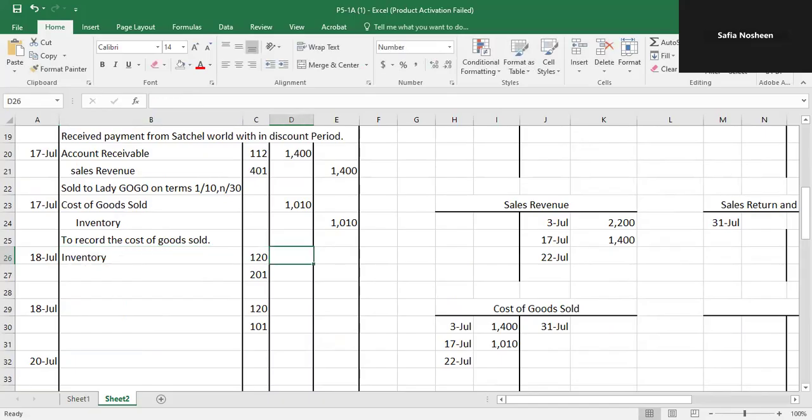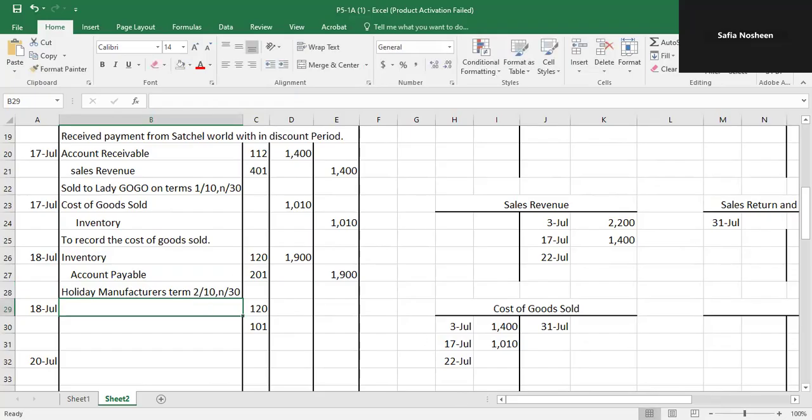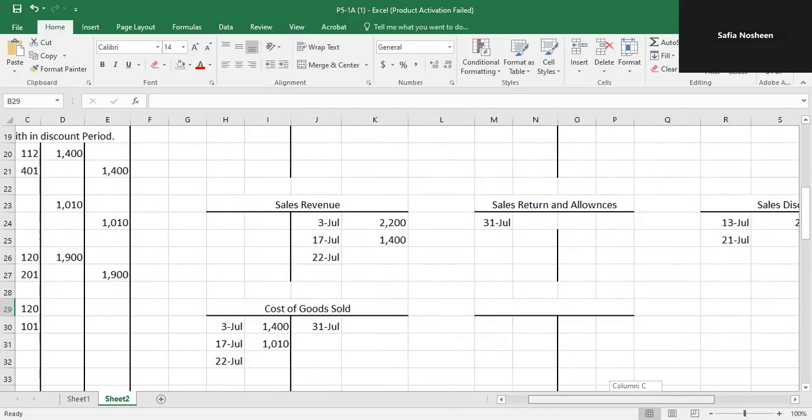Inventory. The value of inventory that we purchased is 1900, and accounts payable is 1900, purchased from Holiday Manufacturer. Terms are 2/10, net 30. So let's do the posting.